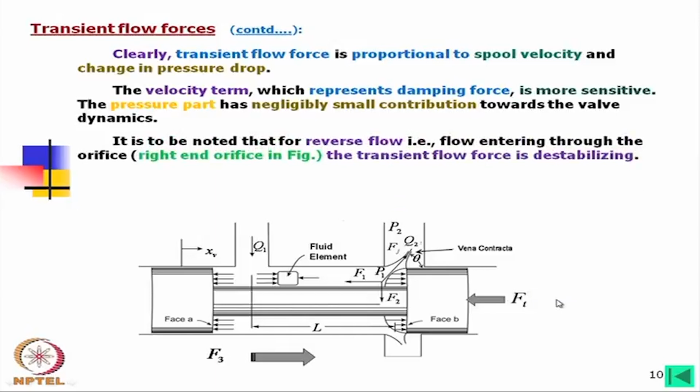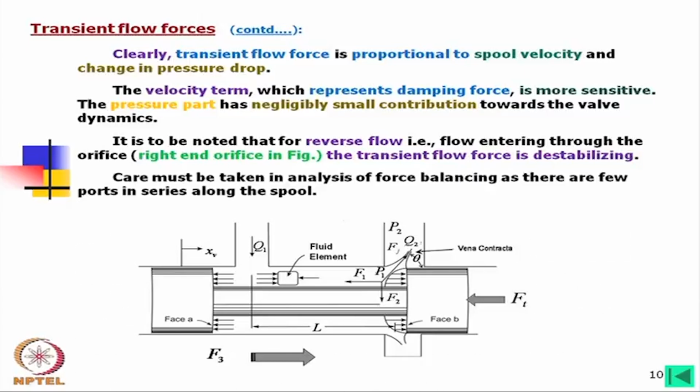It is to be noted that for reverse flow, that is flow entering through the right orifice, the transient flow force is destabilizing. That means, if the flow comes from the other side, then this transient force will disturb the spool in such a way that it may become uncontrollable. You can just visualize this when the flow is coming inside.